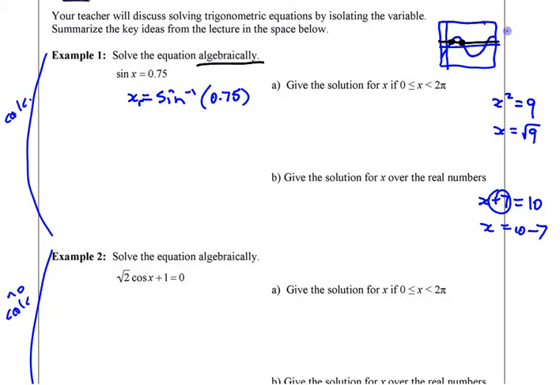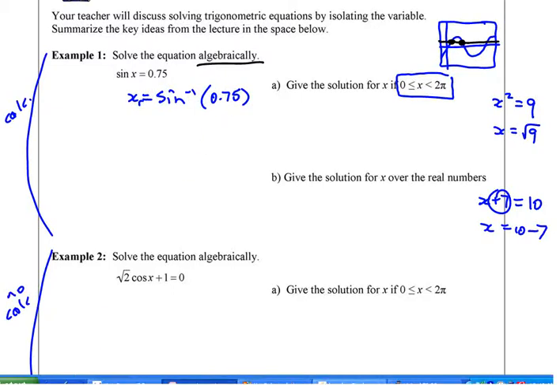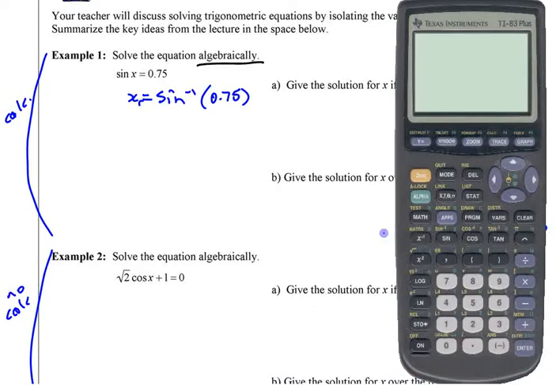Remember that there's a whole bunch of angles that it could be. We're going to look within this limited domain first, and then we're going to give kind of the general solution if x could be any number possible. To find the reference angle, just use that sine inverse. The calculator is going to give you the reference angle when you put the ratio in, the positive ratio in.